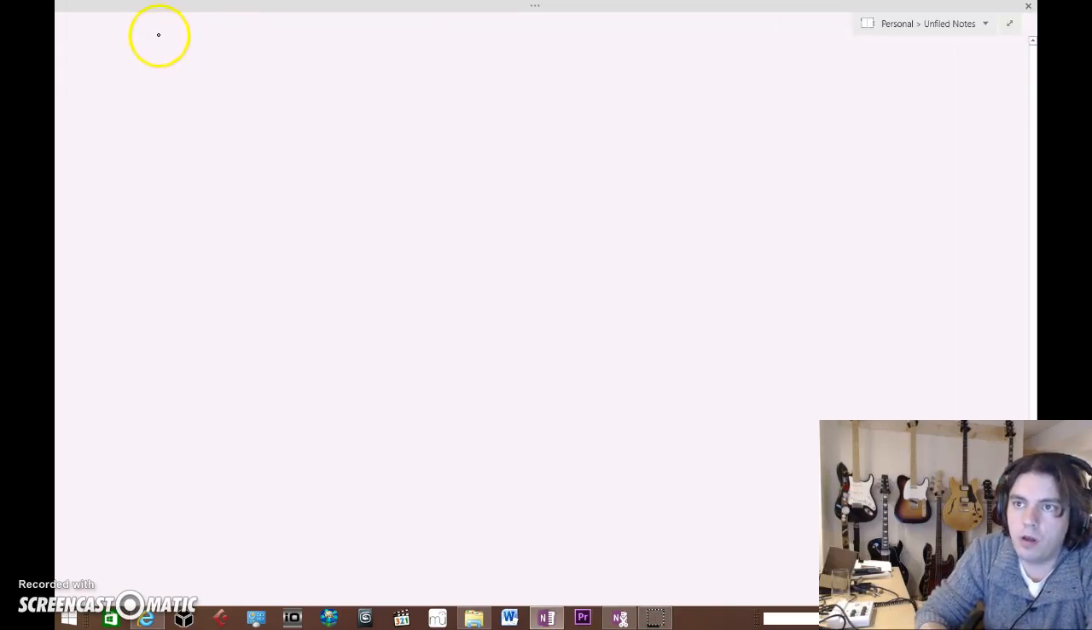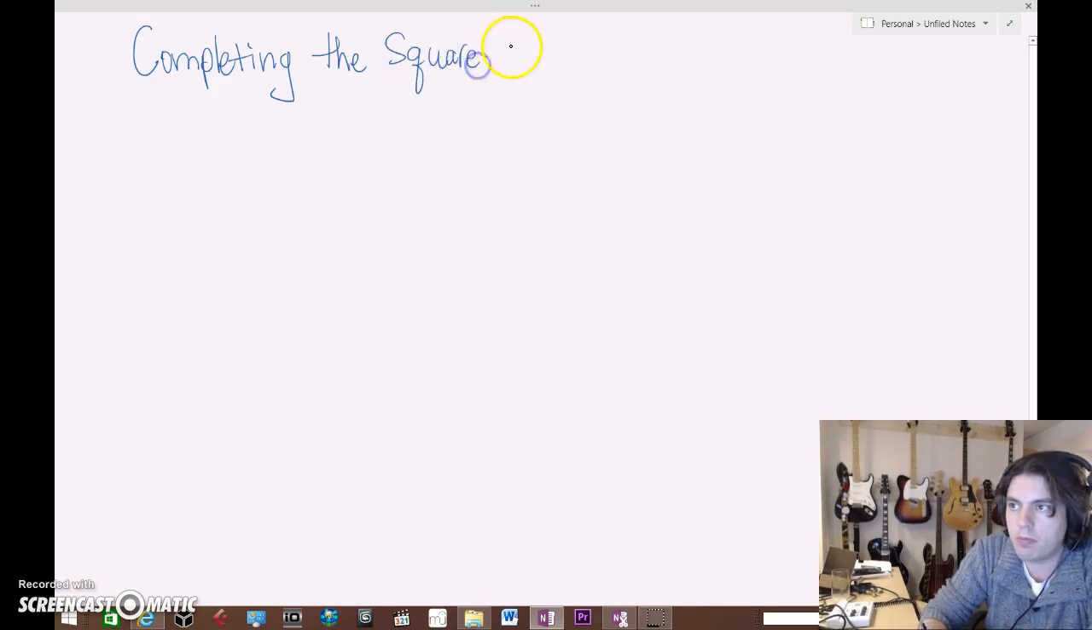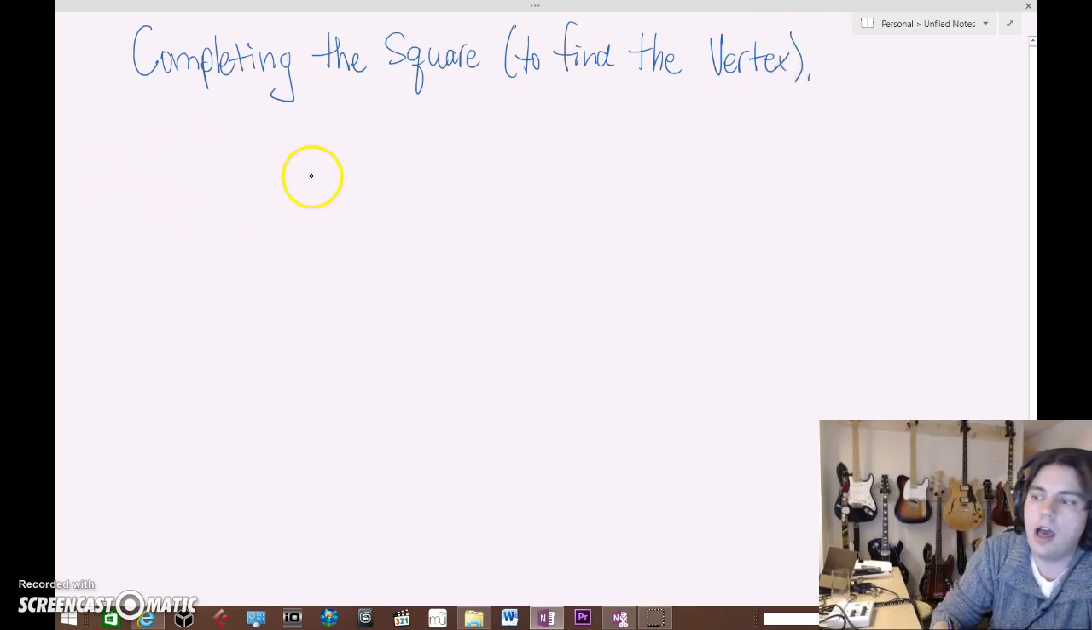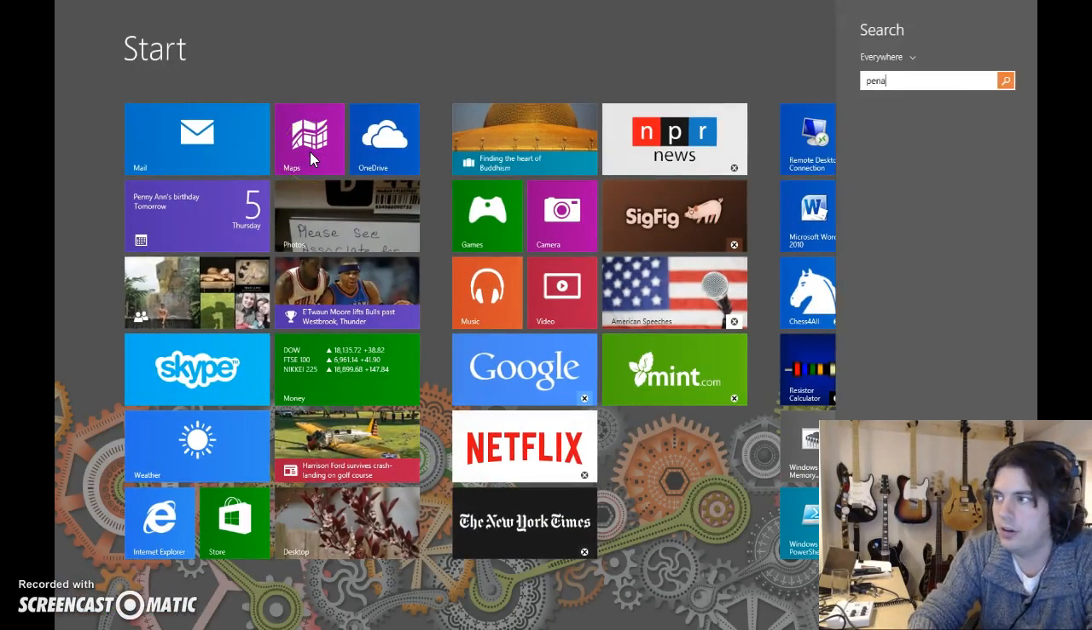Alright guys, as promised, a quick review of completing the square to find the vertex. This seems to be the skill that gives people the most trouble, so I just wanted to go through and do a couple more examples, if I could.